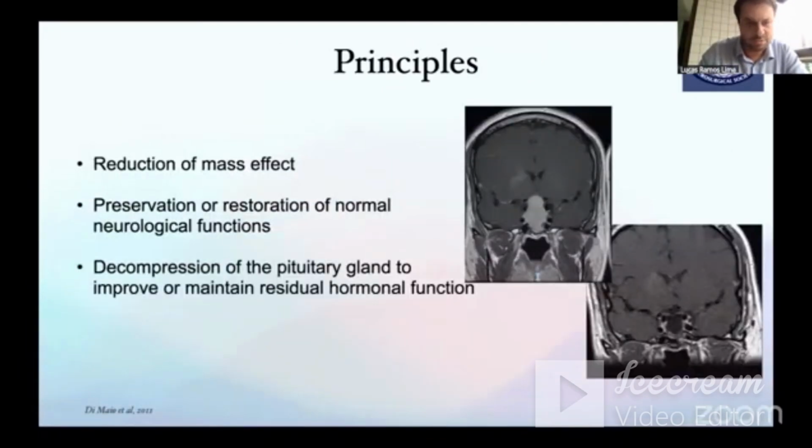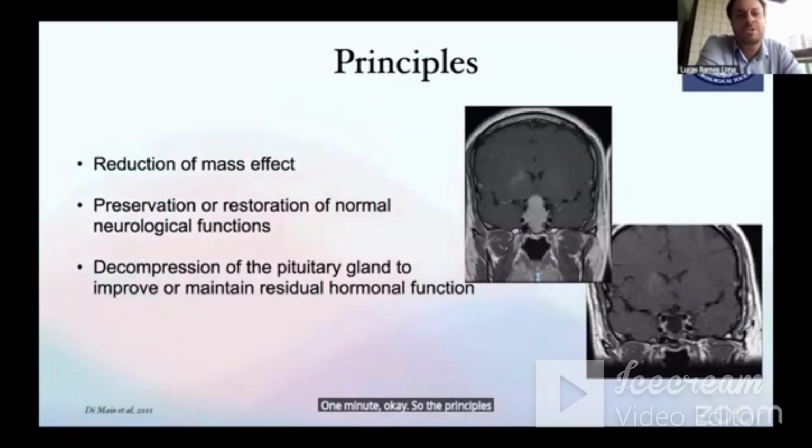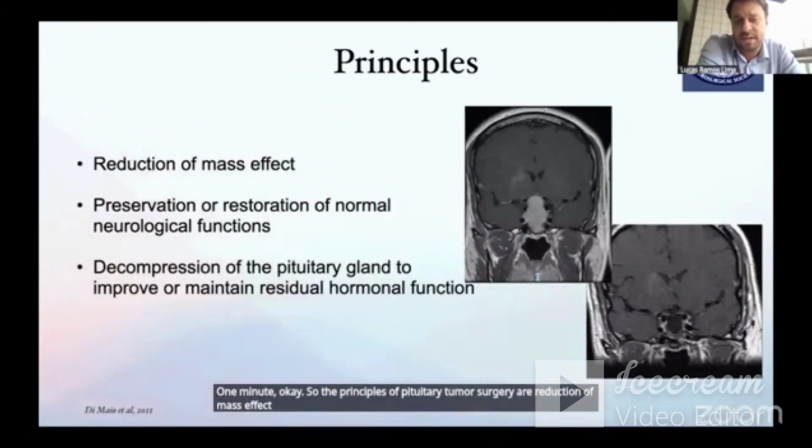One minute, okay. So the principles of pituitary tumor surgery are, first, a reduction of mass effect. Why? Because we can preserve or restore normal neurological functions, especially vision, and also we can improve or maintain hormonal functions. But also, whenever possible, we try to remove all the tumor.